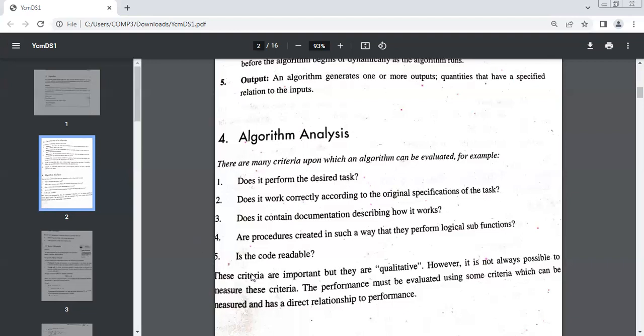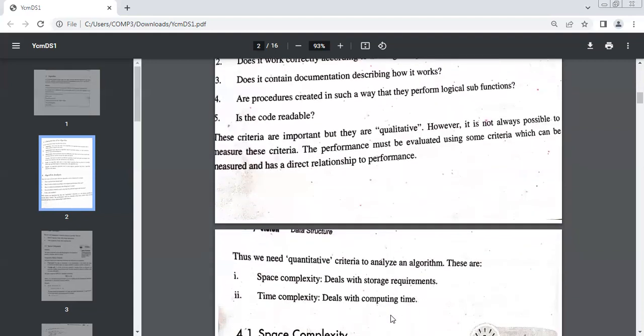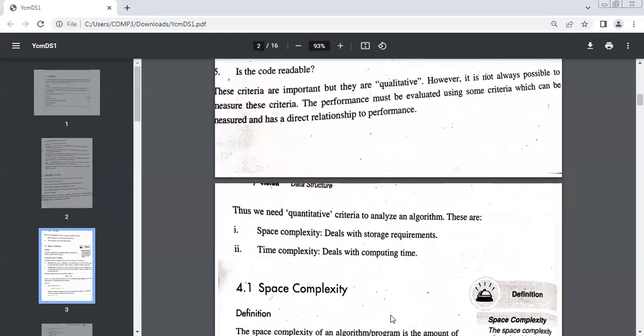Okay, and these criteria are important, but they are qualitative criteria. These criteria satisfy or qualify the algorithms, but it is not always possible to measure them. The performance of an algorithm is evaluated or calculated on the basis of another criteria, and these are known as space complexity and time complexity.